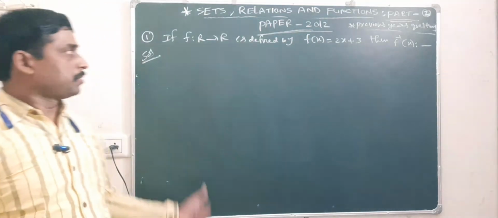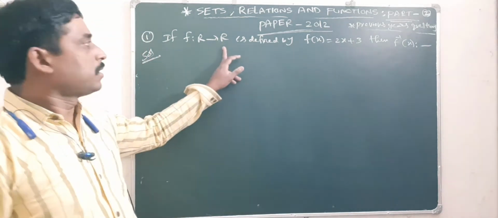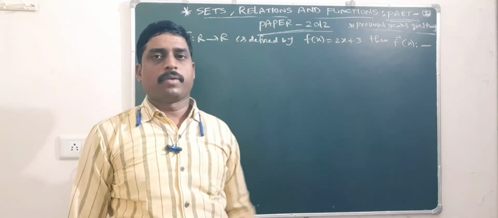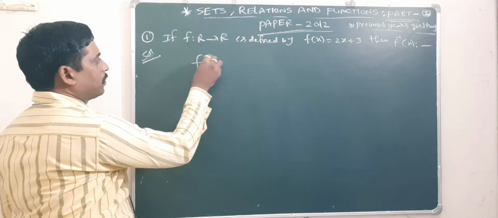So let us go to question number 1 from the 2012 K-SET paper. f is a mapping from R to R defined by f of x is equal to 2x plus 3. Then we have to find f inverse x. So one inverse property is there.